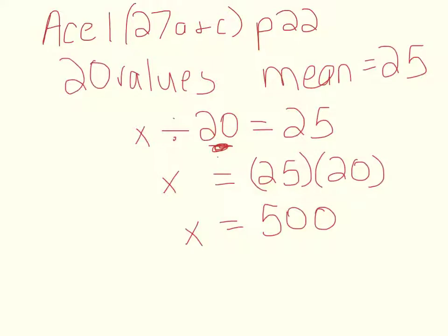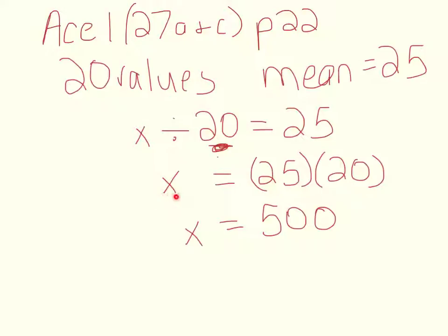Normally, if you're trying to find the average of a number, you would take the total amount of values, divide it by the number of values, and that is going to equal the mean. But we can't do that here because we don't know the total of all the numbers added together. So that's x. X means the unknown. X divided by the 20 values that was given to us in the problem equals the mean of 25.